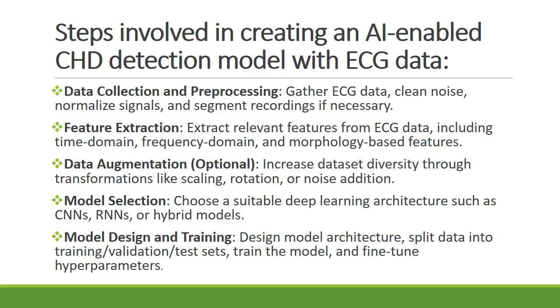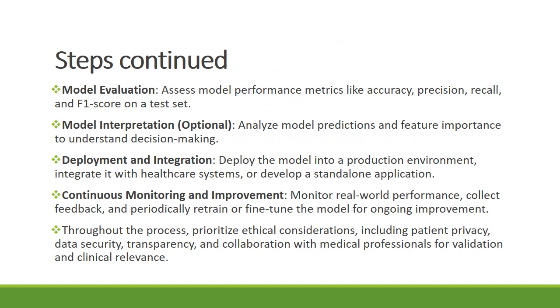Then model selection, this is more like choosing the model. You can have a convolutional neural network model, recurrent, or hybrid. And we have the model design and training. Here is where you split the data, validate, test and train the model, as well as fine tuning to boost the performance of the model by tuning the hyperparameters. We have model evaluation. It's more like evaluating it for accuracy, precision, or recall using different metrics.